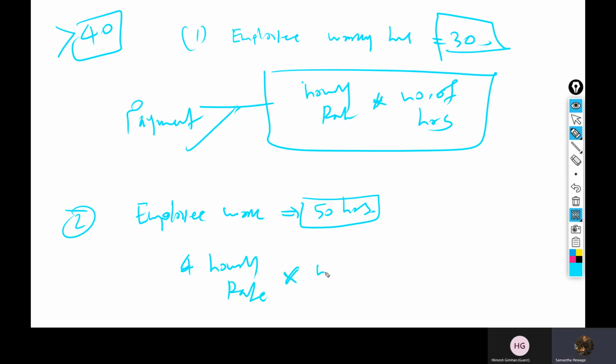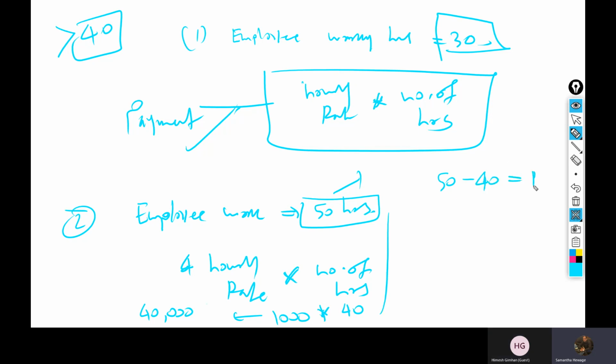into number of hours. That is, according to this example, 40 into whatever the rate, we say 1000. That is 40,000 according to this example. But how many additional hours? 10. 50 minus 40, you will get 10 extra hours work.